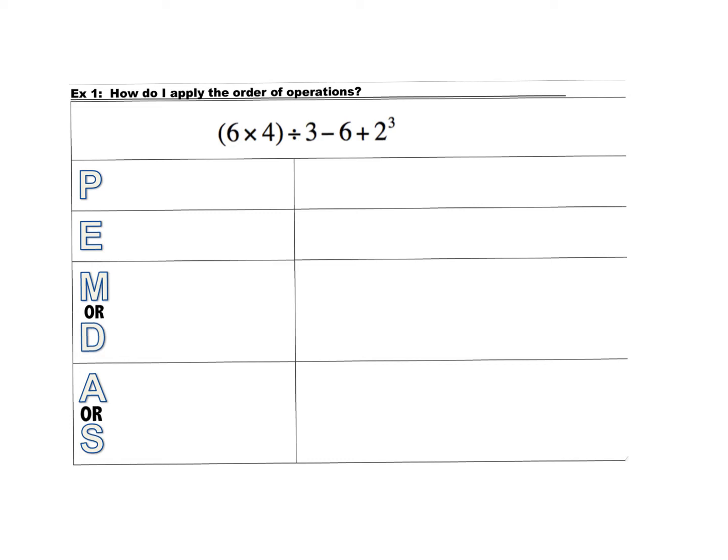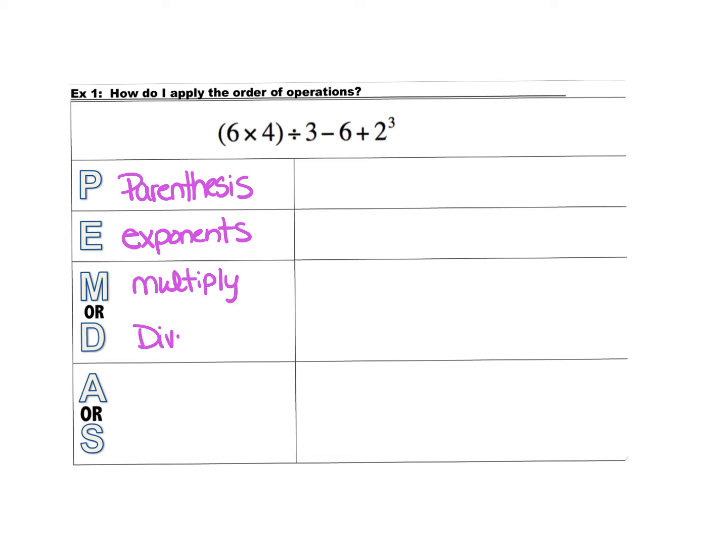The P represents the parentheses. The E will represent the exponents. The M is for the multiply. The D is for divide. And it's important for you to remember that we do these in order from left to right. So from left to right, whichever comes first. If divide comes before multiply, you're going to divide.